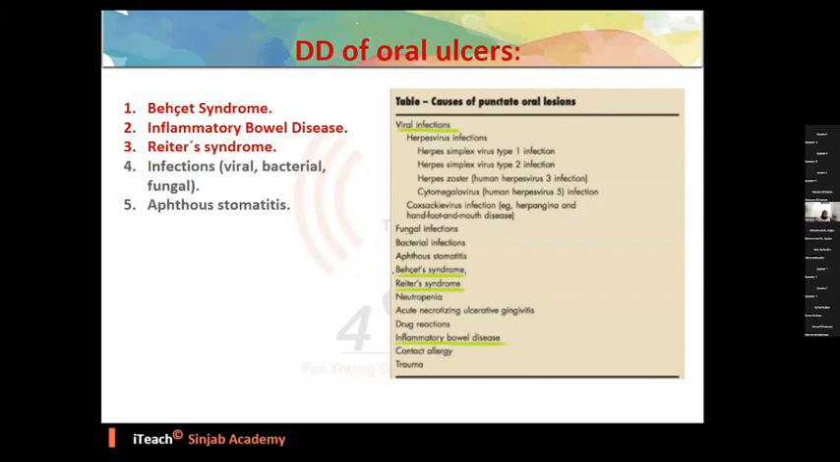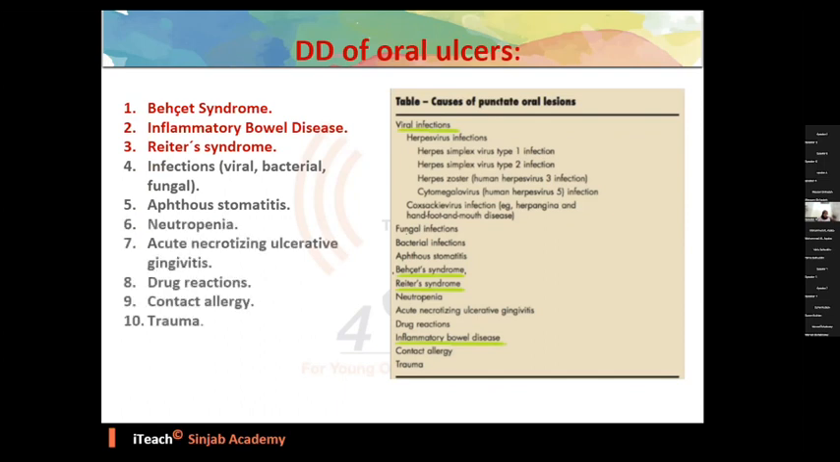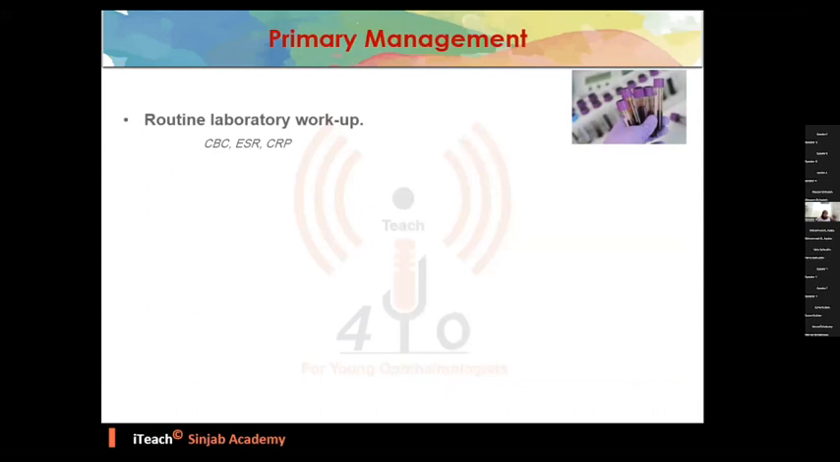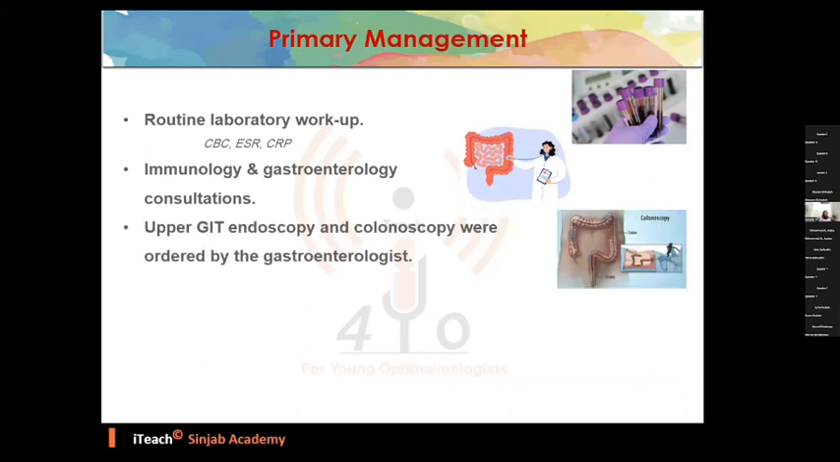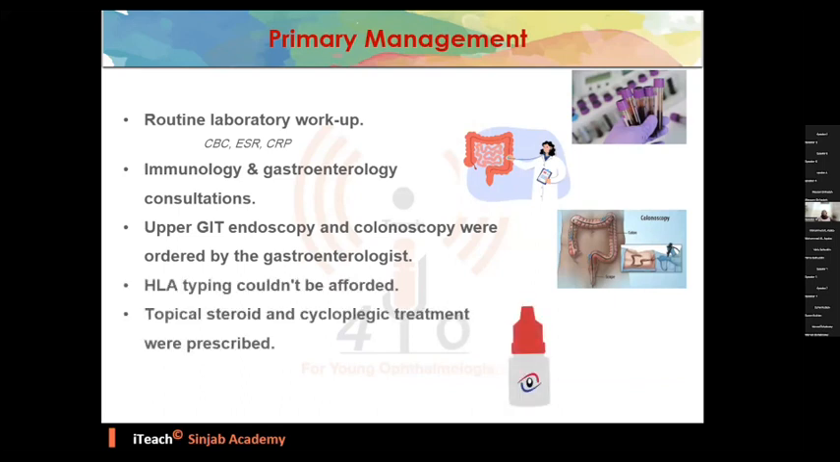Other differential diagnoses include infections, viral, bacterial, fungal, aphthous stomatitis, neutropenia, acute necrotizing ulcerative gingivitis, drug reactions, contact allergy, and trauma. Primary management was by routine laboratory workup, immunology and gastroenterology consultation. Upper GIT endoscopy and colonoscopy were ordered by the gastroenterologist. HLA typing couldn't be afforded. Topical steroid and cycloplegic treatment was prescribed.